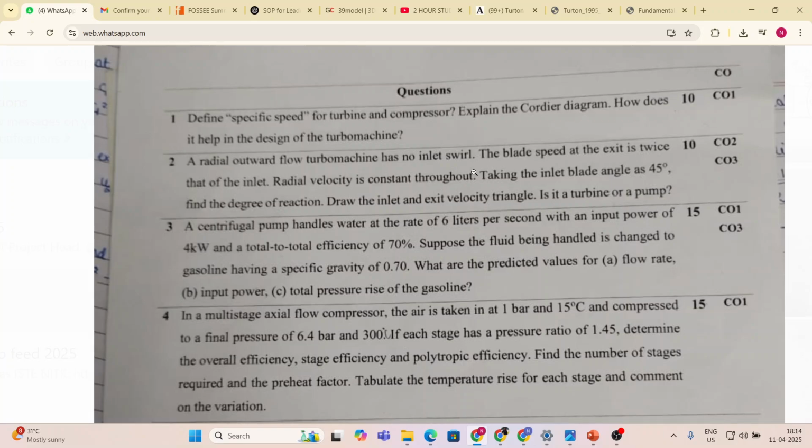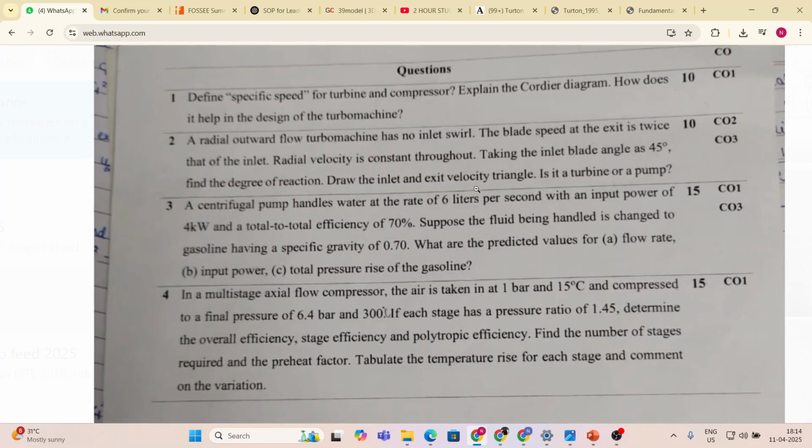This is my midsem paper, about 4 questions. The second question is what I was solving. A radial outward flow turbomachine has no inlet swirl. The blade speed at the exit is twice that of the inlet. Radial velocity is constant throughout. Taking the inlet blade angle as 45 degrees, find the degree of reaction. Draw the inlet and exit velocity triangles. Is it a turbine or pump?